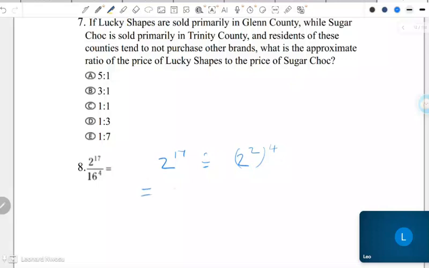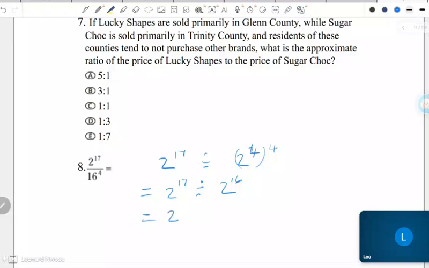So this is the same thing as 2 raised to the power 17 divided by 16. Remember, this is 16, so it's supposed to be 2 raised to the power 4. Yes, this is 2 raised to the power 4, and 2 raised to the power 4 is 16. So 4 times 4 is 16. So this is 2 raised to the power 16.